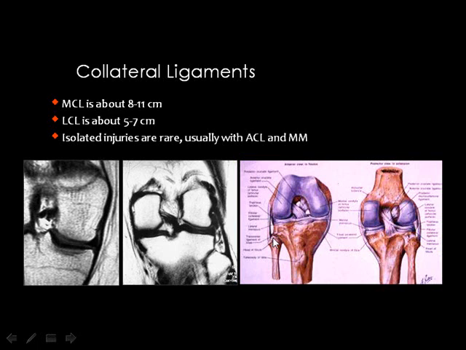This is number one. Number two, the lateral ligament is not seen unless you see the fibula, because it is connected to the fibula. The lateral collateral ligament connects the femur to the fibula and is away from the bone. But the medial collateral ligament connects the femur to the tibia and is close to the bone.